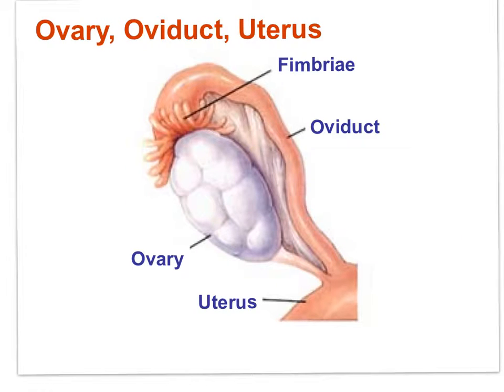Here's an image of one ovary with its adjacent oviduct. The egg is released into an abdominal space that lies between the ovary and the oviduct. The fimbriae and cilia serve to move the egg into the oviduct toward the uterus.